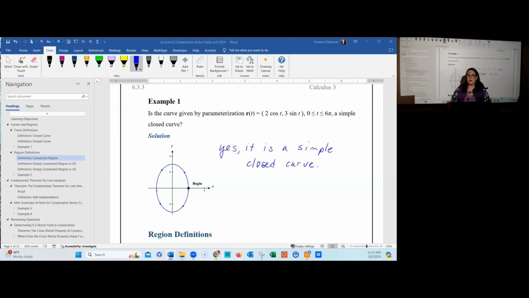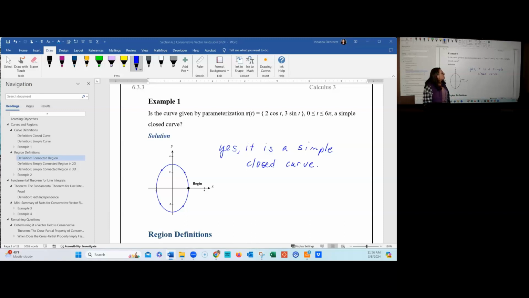Before we move on, I want to cover one last item about example 1. Some of you may be confused because as you trace from 0 to 6 pi, you do hit all the values on the curve twice. And that means that r is not 1-to-1 over that interval.